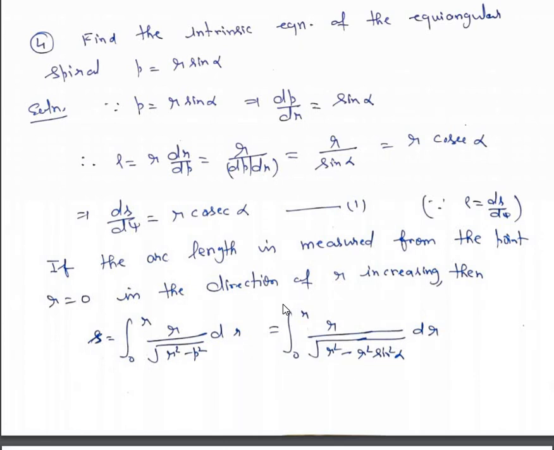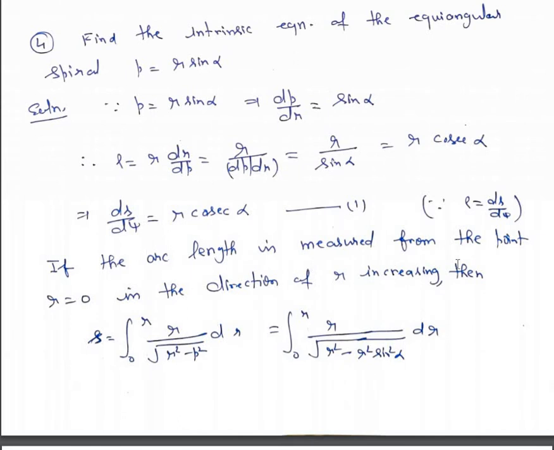Let's take the fourth example. Find the intrinsic equation of the equiangular spiral p is equal to r sin alpha. This is the pedal equation. So p is equal to r sin alpha, that means dp upon dr is sin alpha. So therefore radius of curvature is given by r into dr upon dp, that is r divided by dp upon dr, that is r upon sin alpha. So therefore rho is equal to r into cosec alpha, and we know that rho is given by ds upon d psi, so therefore ds upon d psi is r into cosec alpha. This is equation number 1.